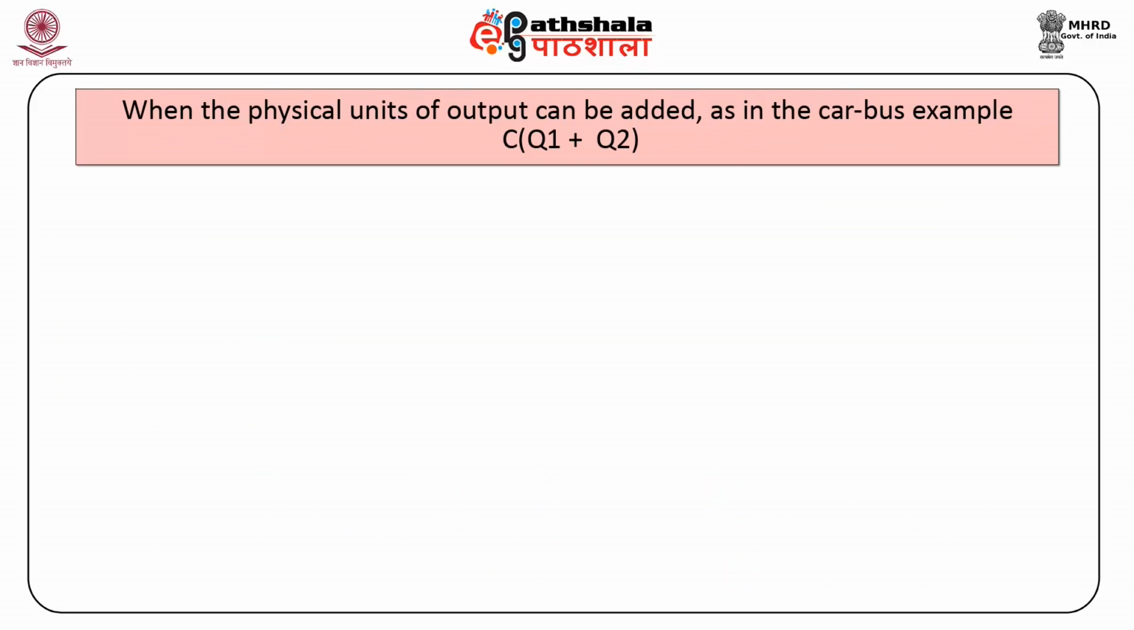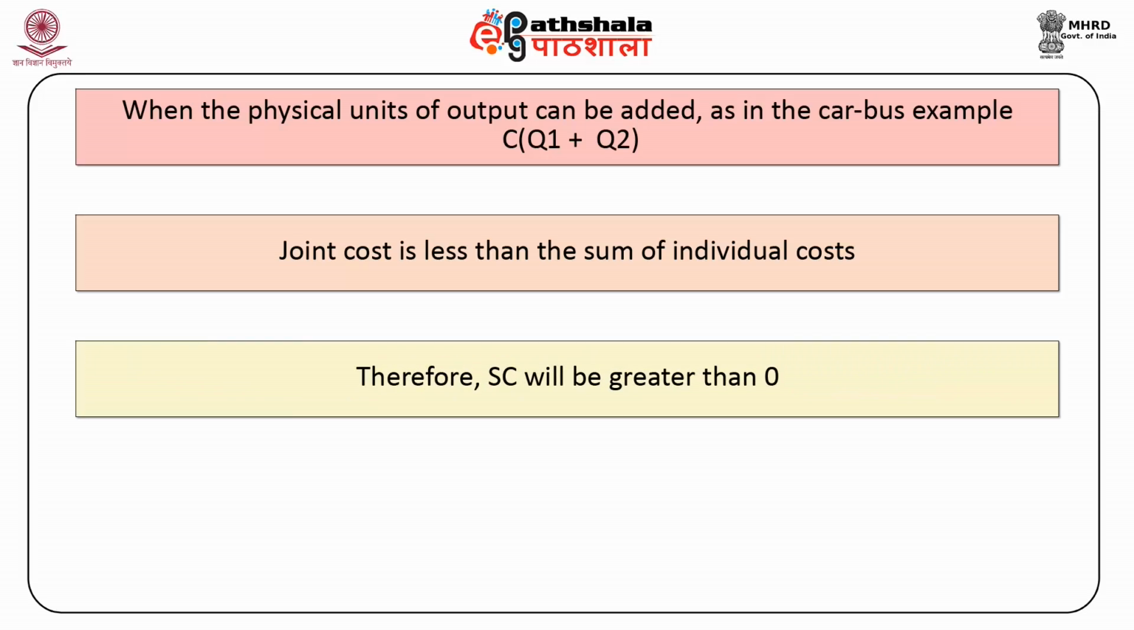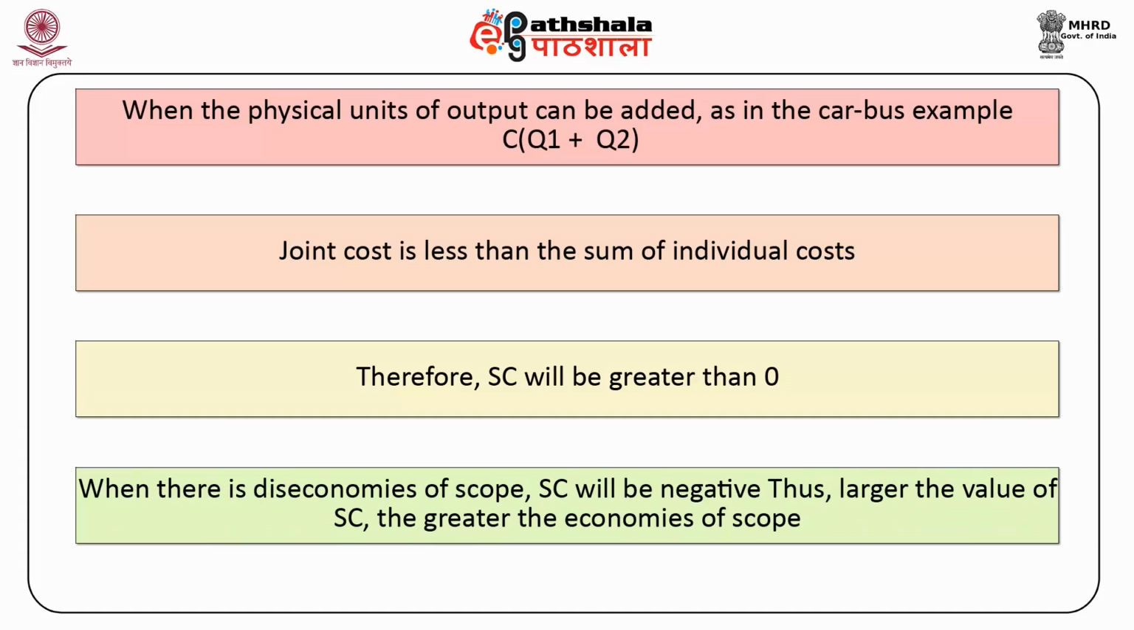When the physical units of output can be added, as in the car bus example, we can also write C(Q1 plus Q2). Due to economies of scope, the joint cost is less than the sum of individual costs. Therefore, SC will be greater than 0. When there is diseconomies of scope, SC will be negative. Thus, the larger the value of SC, the greater the economies of scope.